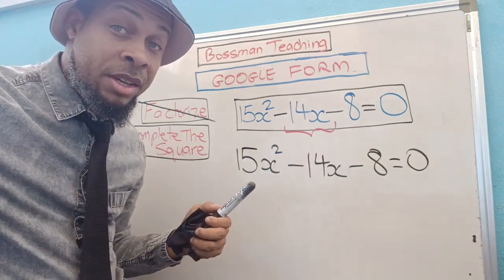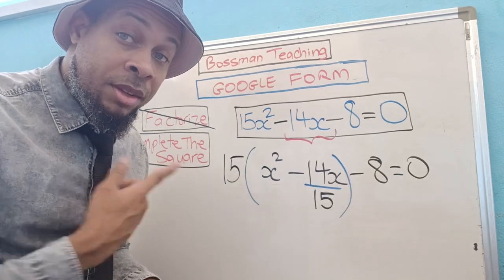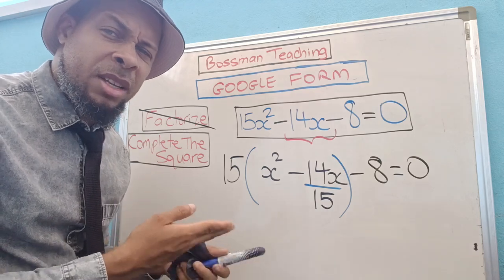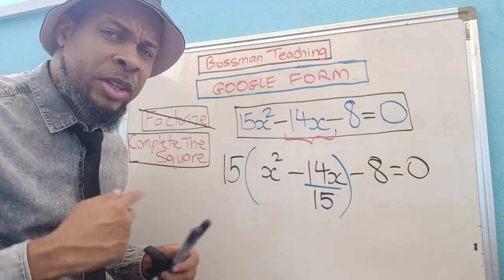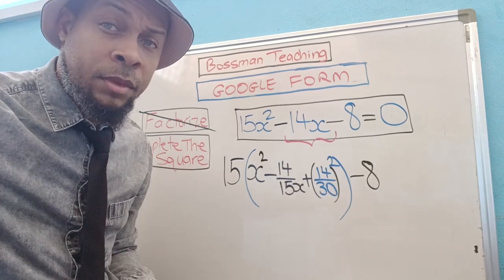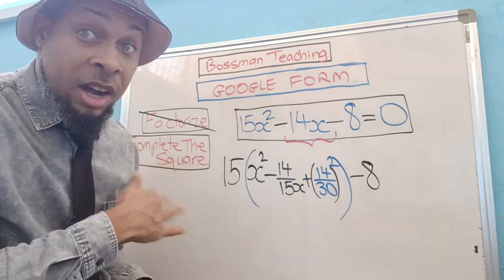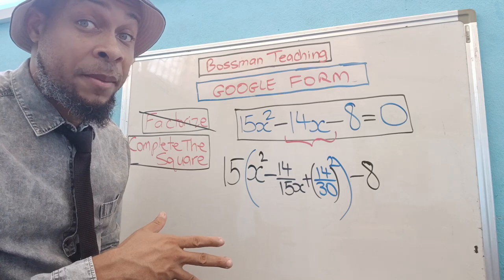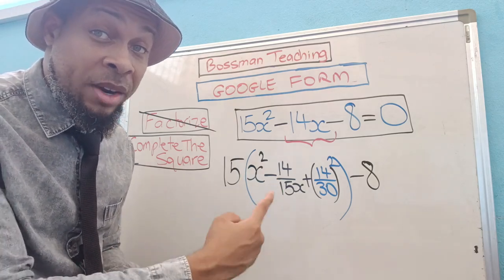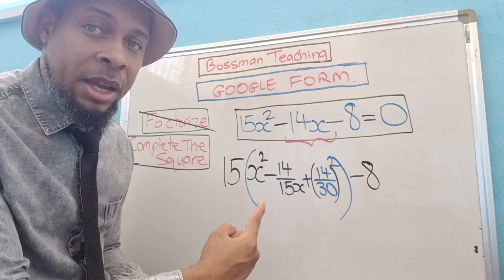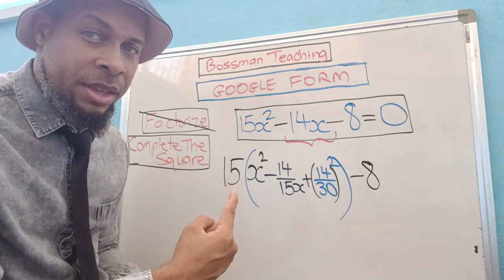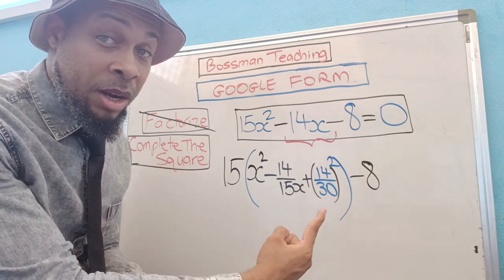So we're going to change this to this. But then you have to give it a little bit more space. So what happens after this? Now this is the part that causes all the problem. Okay? You have to half this and then square the half of it. But then you realize that it has a coefficient out here. So you have to multiply this 15 by what's going on over here.